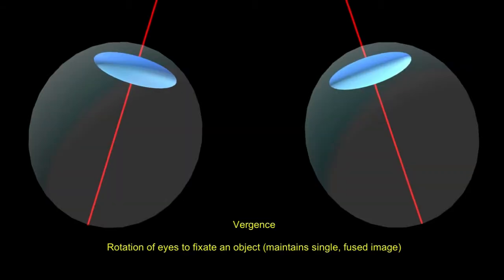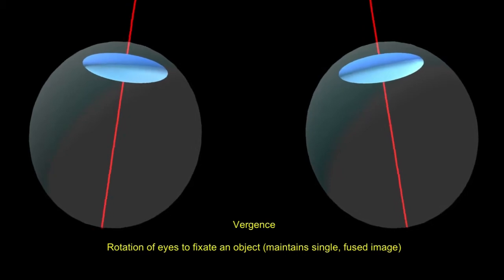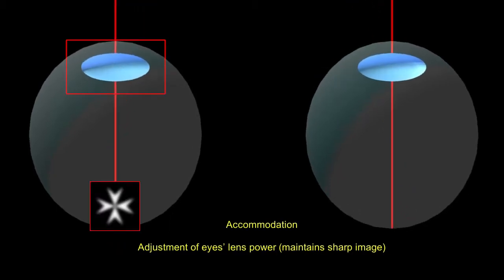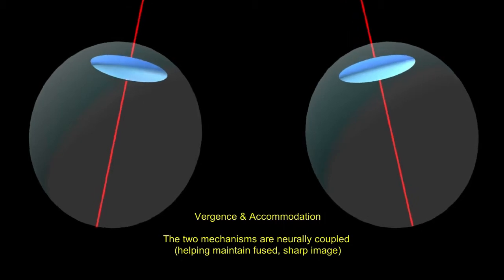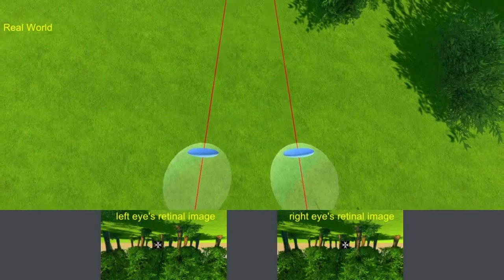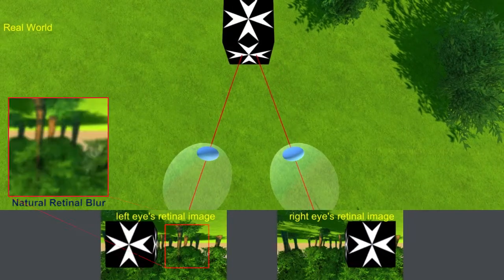Vergence is the rotation of the eyes to fixate an object and maintain a single fused image. Accommodation is the adjustment of the eye's lens power to maintain a sharp image. Vergence and accommodation are neurally coupled, which helps maintain a fused sharp image. In the real world, vergence and accommodation are matched to the distance of the object of fixation.